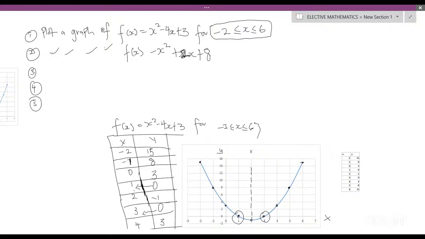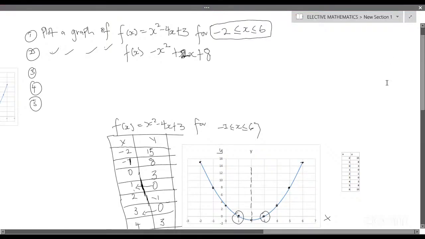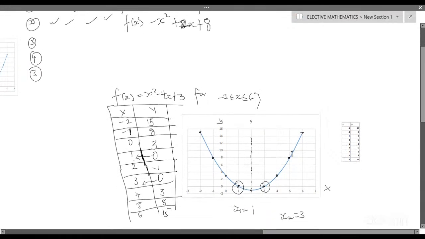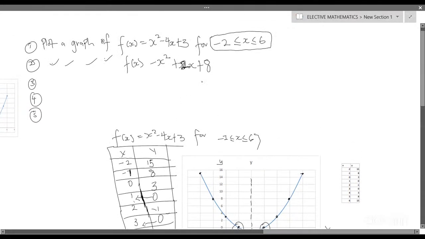So for the range, let me see. Let's use the same range: negative 2 less than or equal to x, less than or equal to 6. So let's use the same range for x from negative 2 to 6. Okay.